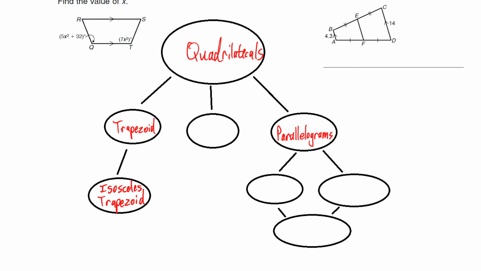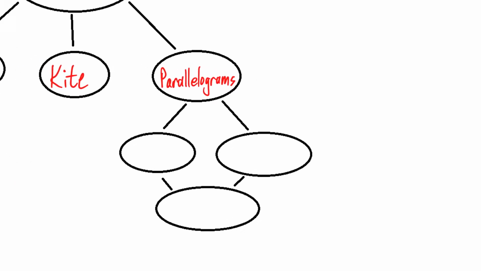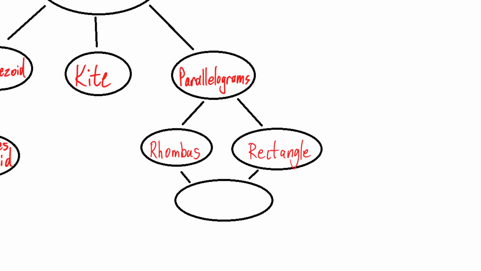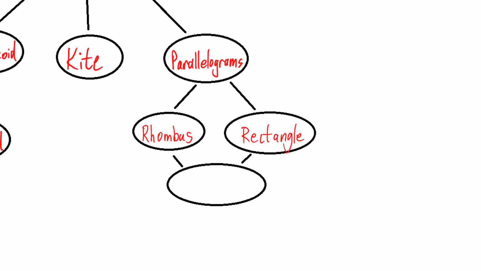And then what was the other thing we talked about? Good. A quadrilateral that's not a parallelogram is a kite. Now, underneath parallelograms, we have a rhombus and a rectangle. Those are our parallelograms. Good. And then that brings us all the way down to a square.